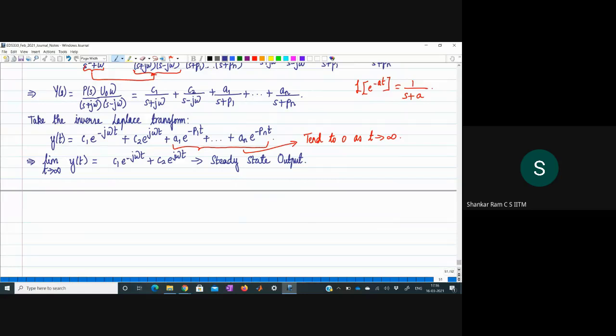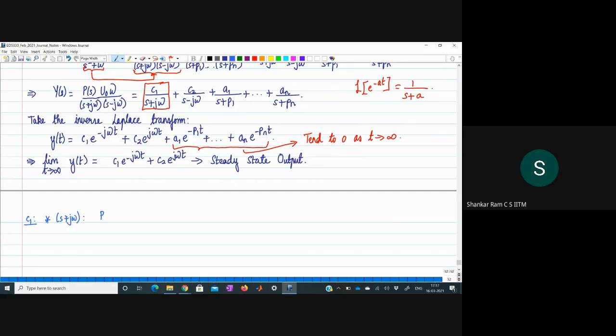So how do you think we can get C1? Maybe by given boundary conditions. You recall how we did partial fraction expansion? See, C1 is the residue associated with 1 by s plus j omega, right? So what do we do when we want to find the residue? We multiply by that factor and substitute the root, correct? So we first multiply both sides by s plus j omega.